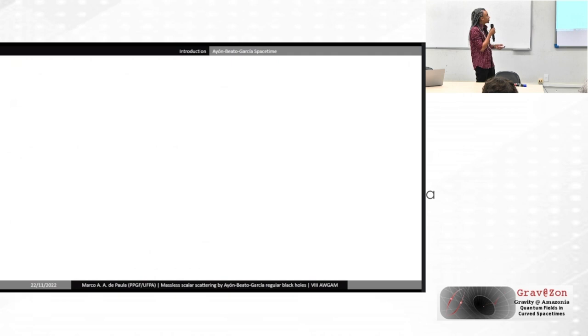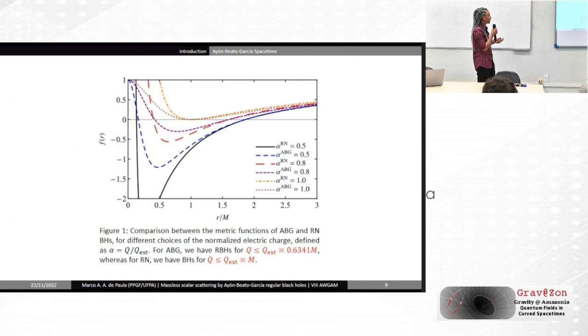So to give more details about the space-time itself, in figure 1, we compare the metric functions of ABG and Reissner-Nordström black holes for different choices of the normalized electric charge. This normalized electric charge is the ratio between the charge of the black hole and the extreme charge value. We in general use this when we try to compare different charged geometries, right? So as you can see, the causal structure of the ABG space-time is very similar to the Reissner-Nordström one. For alpha less than 1, we have two horizons: the event horizon and the Cauchy horizon. And for alpha equals 1, we have an extreme charge black hole. And as alpha tends to 0, we obtain the Schwarzschild case as expected.